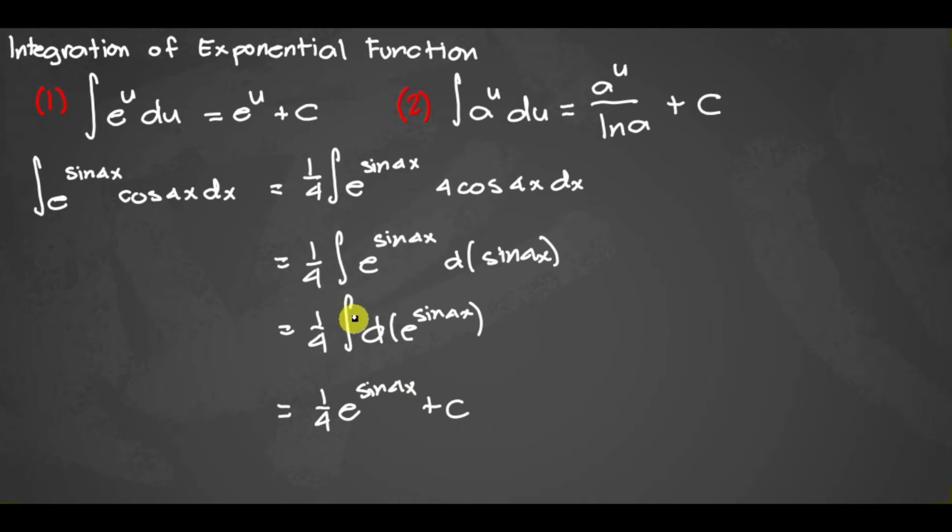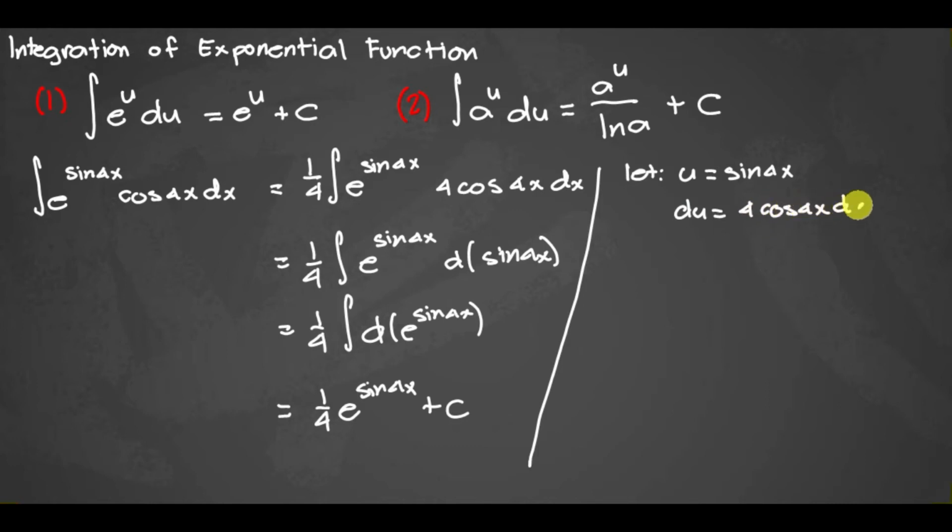Now you can use the substitution method. I will show you the solution of the substitution method by letting u be equivalent to sine 4x. Now the derivative of our function u will become du is equivalent to 4 cosine 4x dx, and solving for dx, this will become du all over 4 cosine 4x.